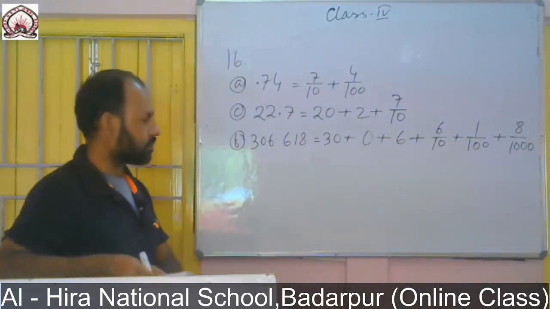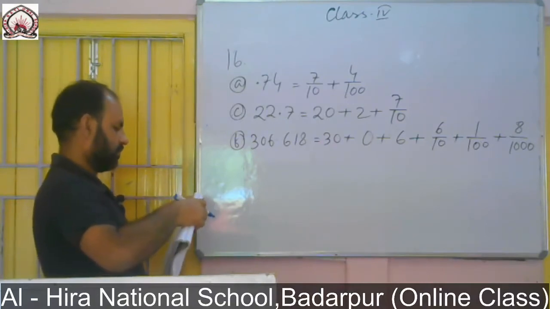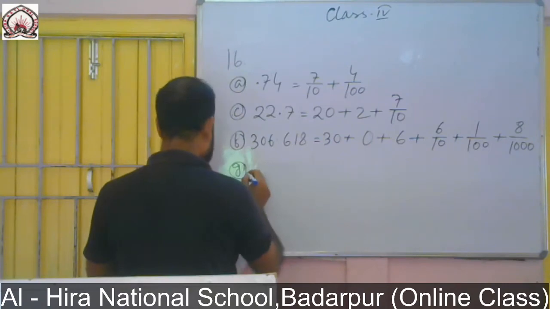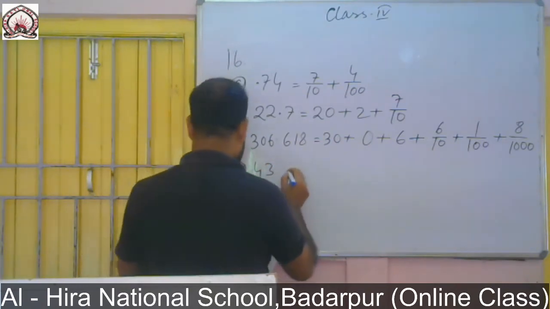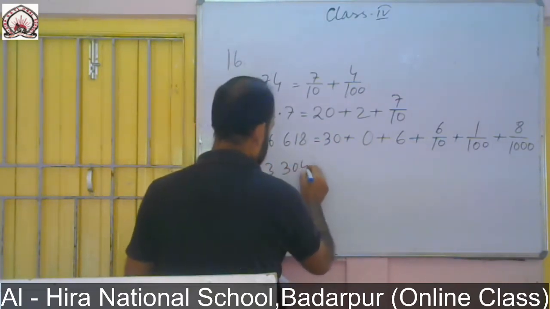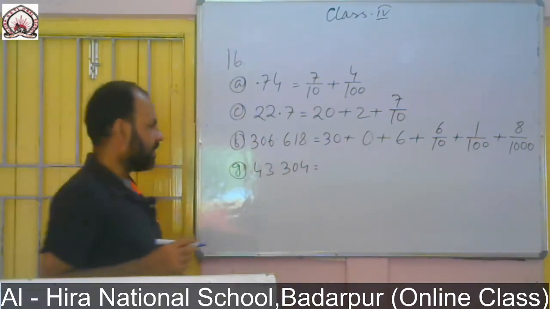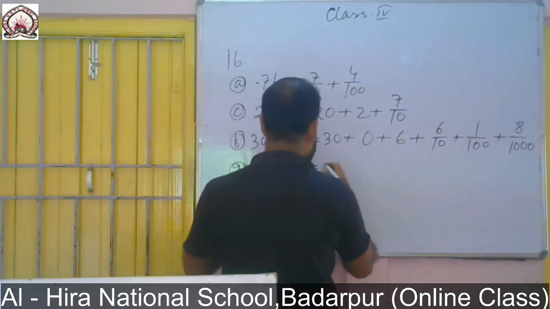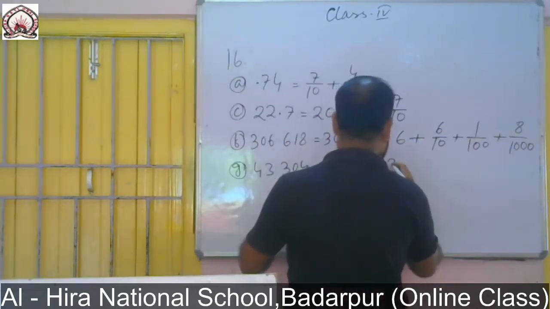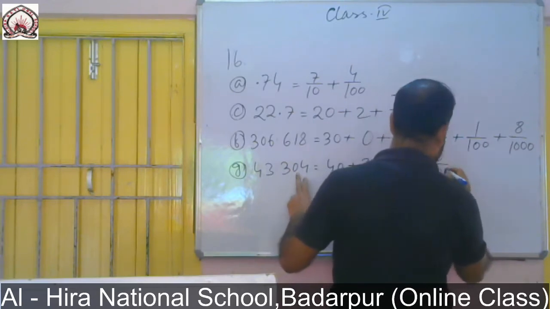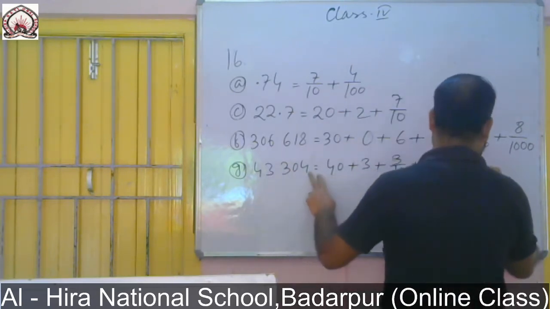Next, question number G. 43.304. So here 4 tens, that means 40, plus 3 ones, 43. Then 3 is in the tenth place, 3 by 10, 0 by 100, plus 4 by 1000.